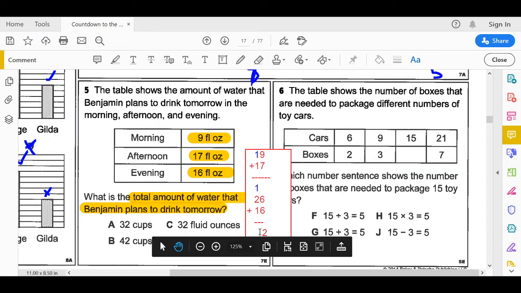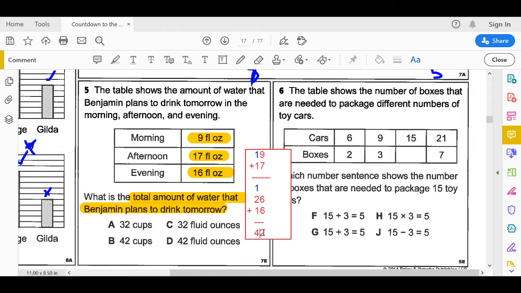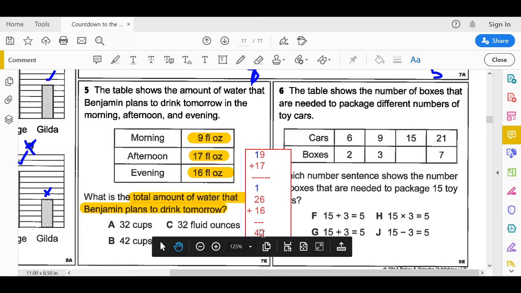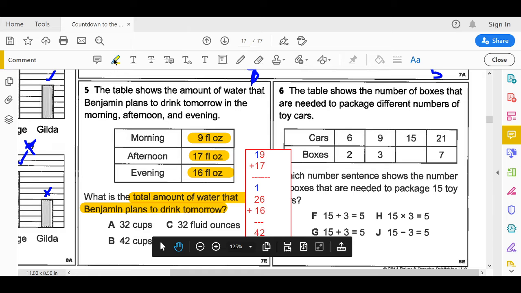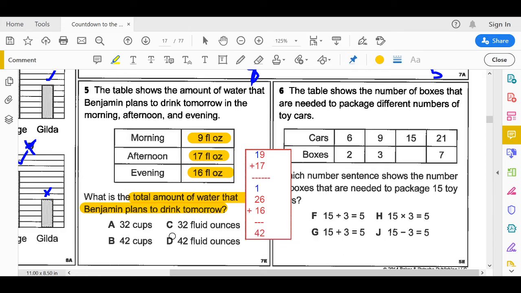So that should be number 4 right there. The answer of this addition is 42. Remember that we're talking about fluid ounces. So I need to find an answer that says fluid ounces. Okay, so let me just put it right there. 42 fluid ounces, that's the answer, letter D. And let's finish this paper with number 6 right there.